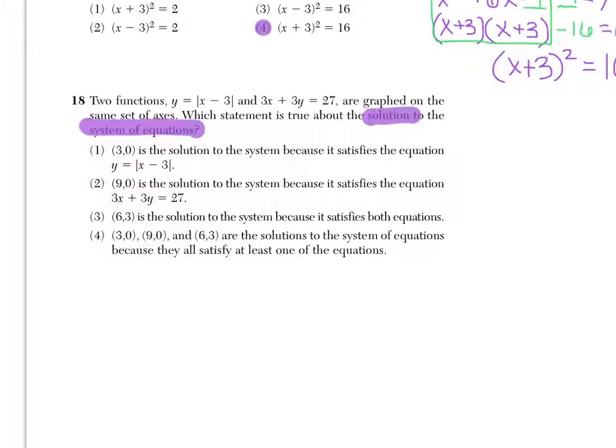So if we look at all of our answer choices, we can only pick answer choice 3 to be correct because it satisfies both equations. Answer choices 1, 2, and 4 only deal with answering one of the equations, and it has to be true to both.